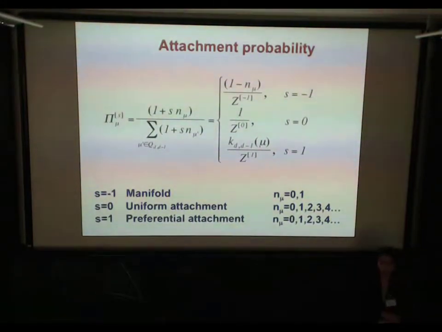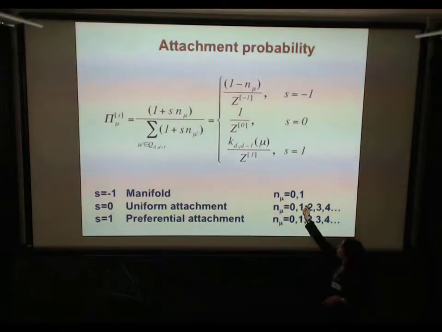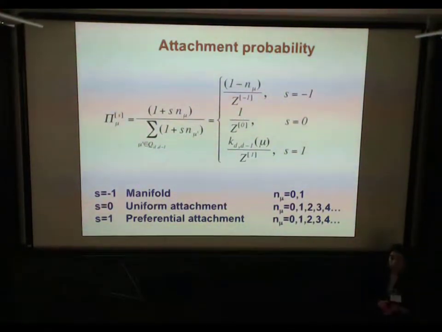So let's look a bit closely at this probability. If s is equal to -1, we can attach a new d-simplex only to a (d-1)-face that has incidence number 0 or 1, and so we will construct manifolds. If s is equal to 0, we have uniform attachment to every (d-1)-face. And for s equal to 1, we have a generalized preferential attachment in which we choose a (d-1)-face proportional to its generalized degree.